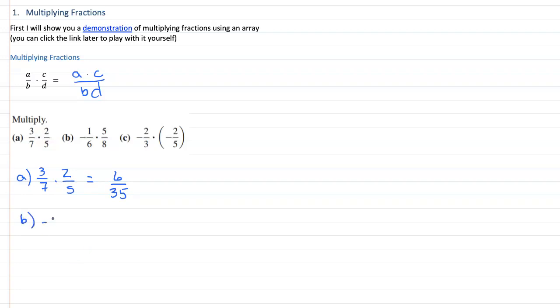The next one is -1/6 times 5/8. So we've got a negative times a positive, so make sure you don't forget the negative. 1 times 5 is 5, and on the bottom we get 48. Okay, so they're that straightforward. The next one is 2 negatives, so don't forget to write those down. 2/3 times -2/5. The negative times a negative makes a positive, and on the top we get 4, and on the bottom we get 15, 4/15.